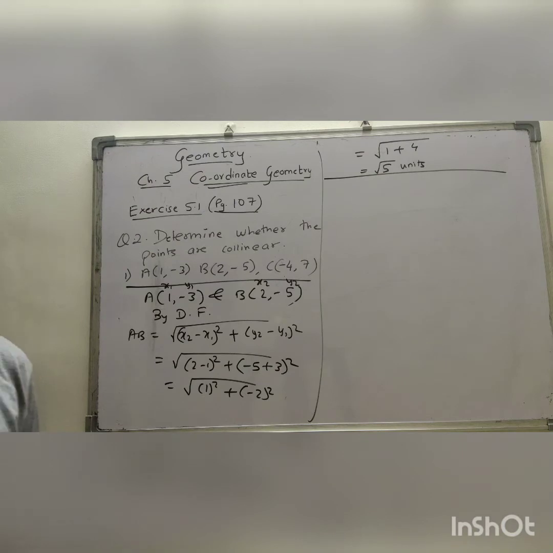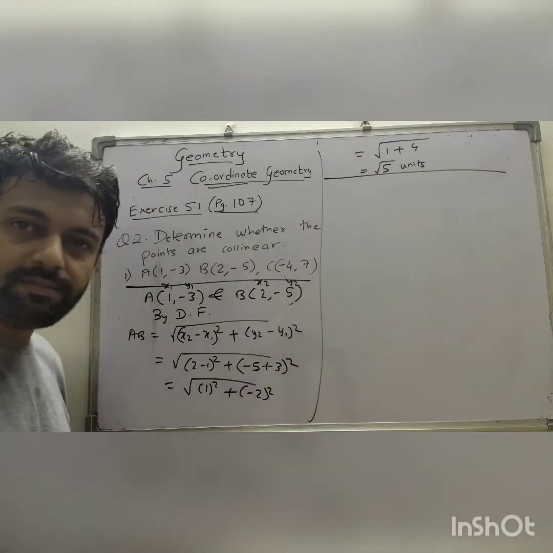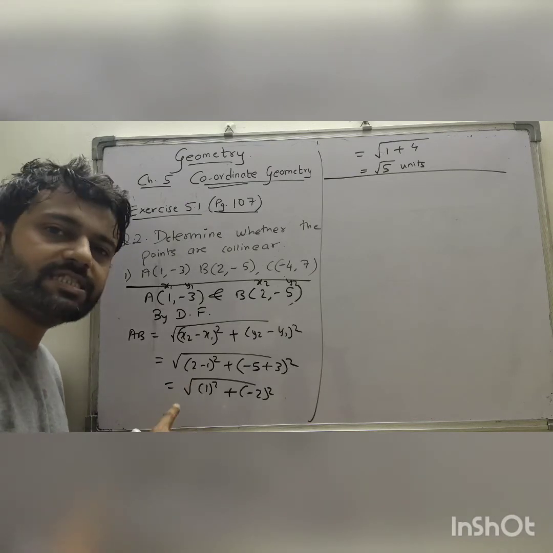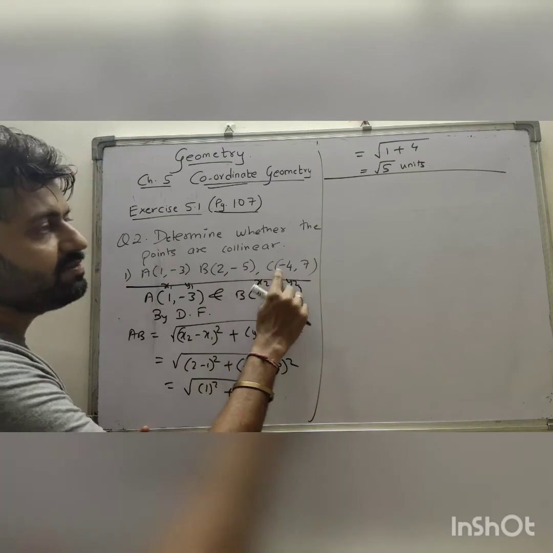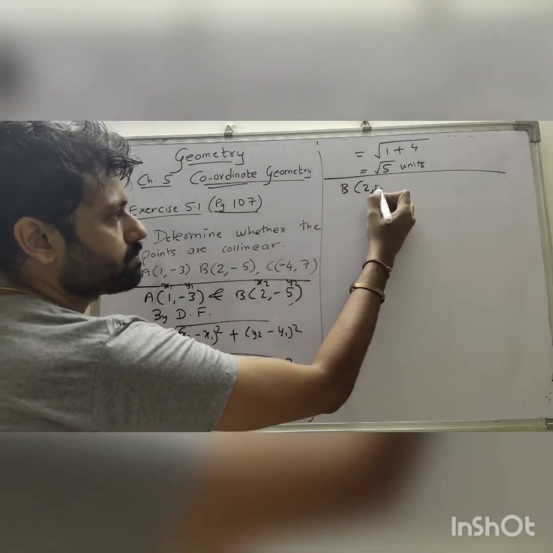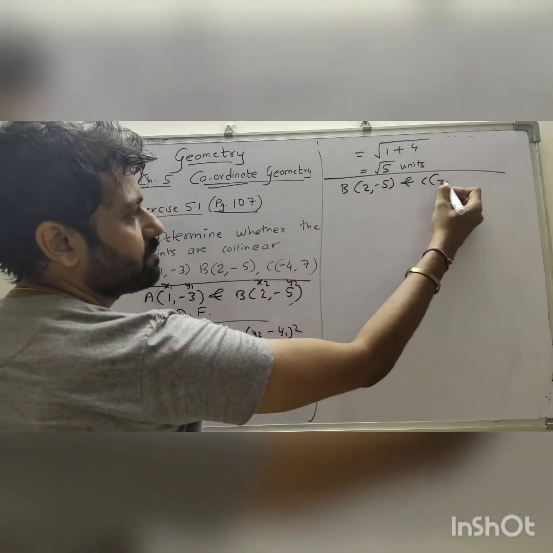So this is the distance between AB. In the same way, we will find the distance between B and C, and we will find the distance between the points A and C. When we will find distance between A, B and C, we should write B and C together.